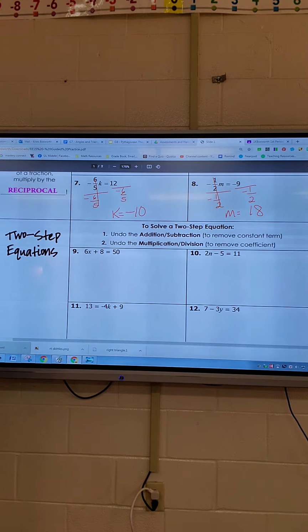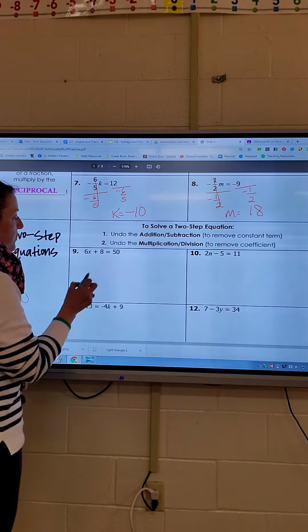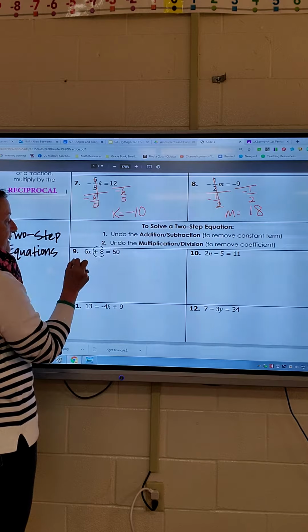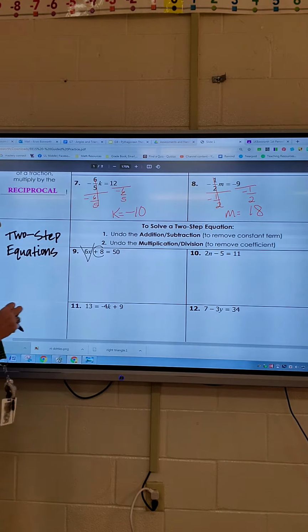All right, 2-step equation. 6x plus 8 equals 50. Where's your expression? On the right or the left? The left. The expression's on the left. So I'm going to come over here to the left, and I'm going to identify my constant term as plus 8. My variable term is 6x, right? So I start with my constant term.